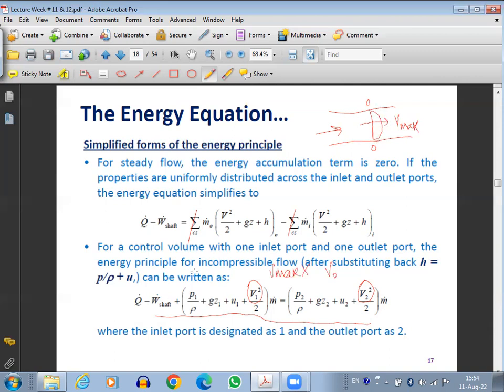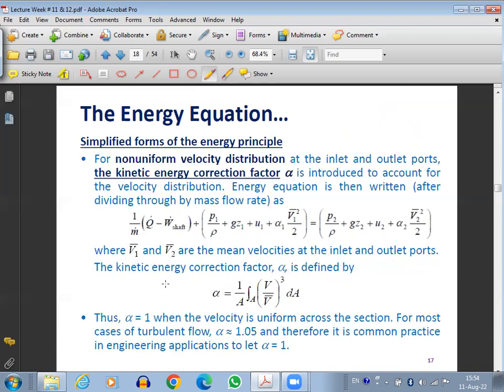So what we do is that we apply a correction factor, and that correction factor is alpha. This is how we do it. We'll have the mean velocity here, V1 mean, V2 mean, and apply the correction factor alpha 1 and alpha 2. Now the formula for this correction factor is 1 upon A integral of (V upon V average) to the power cube dA. This is the formula for finding the correction factor, which is basically the mean correction factor.